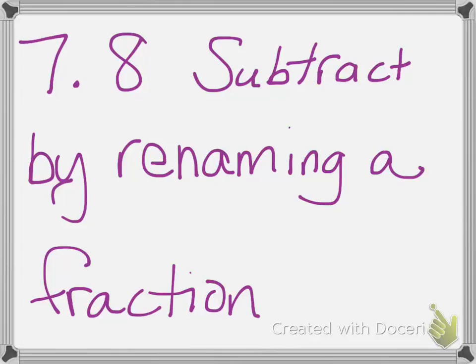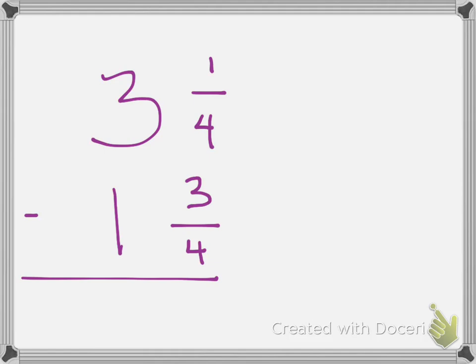The last week or so we've been working on subtracting fractions by renaming, and this is lesson 7.8 in Go Math. The first example I have is 3 1/4 minus 1 3/4, and all the students should say, well, I can't do 1/4 minus 3/4, so we're going to rename the fractions to make it easier to do so.